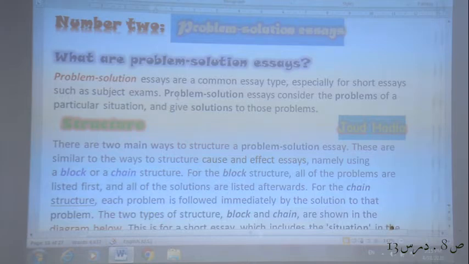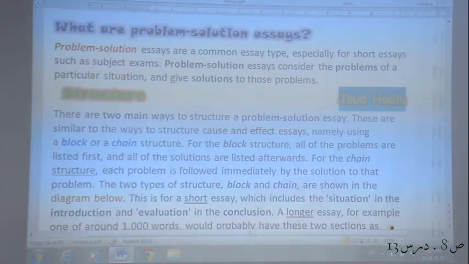So first we have an introduction, and after that we can write all the problems in one paragraph, and after that we can write about solutions, and this type is called the block, as I told you earlier when we talked about cause and effect essay. And finally we can write our conclusion.